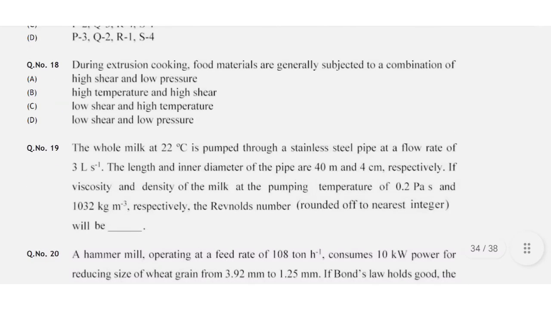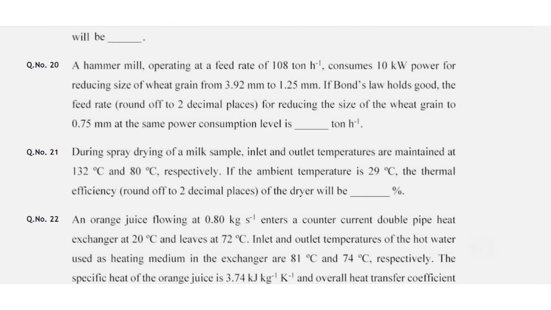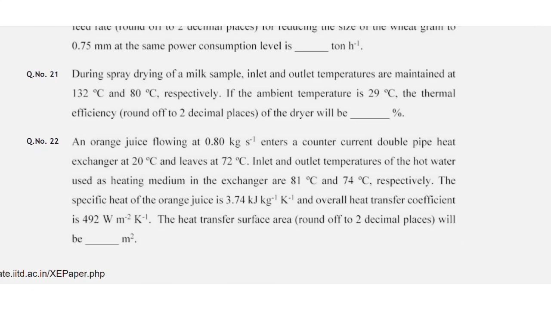Now coming to the numerical answer type questions. There will be no negative marking for numerical answer type questions. For question number 19, the answer is 491 to 495. For question number 20, the right answer is 63 to 67. For question number 21, the right answer is 49 to 52. For question number 22, the right answer is 11 to 14.